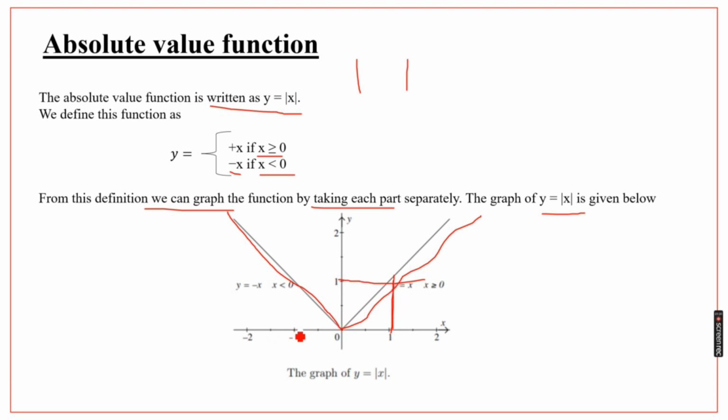From this definition, we can graph the function by taking each part separately. The graph of y equals the absolute value of x is given by, which means for every x we get a positive y, and it will pass through 0. So it will move like this. It is a sharp line.